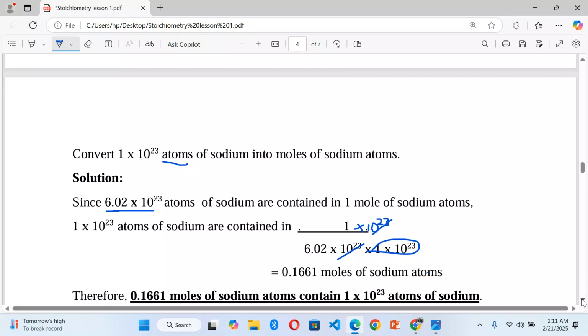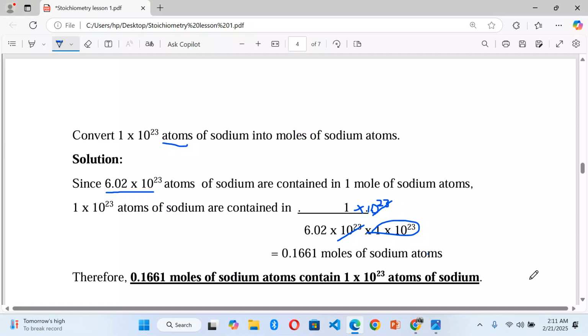We are converting particles into moles. So we have been able to convert these atoms into number of moles. So we can conclude and say, therefore, 0.1661 moles of sodium atoms contains these atoms of sodium.